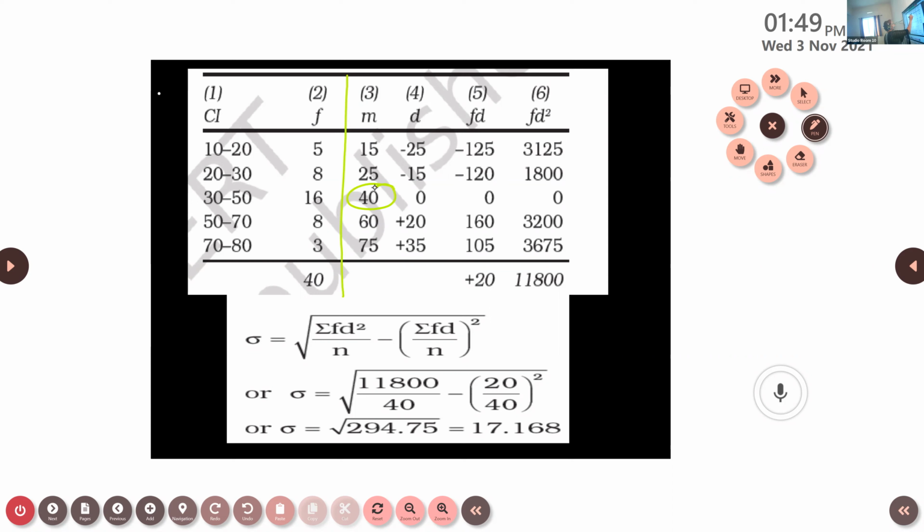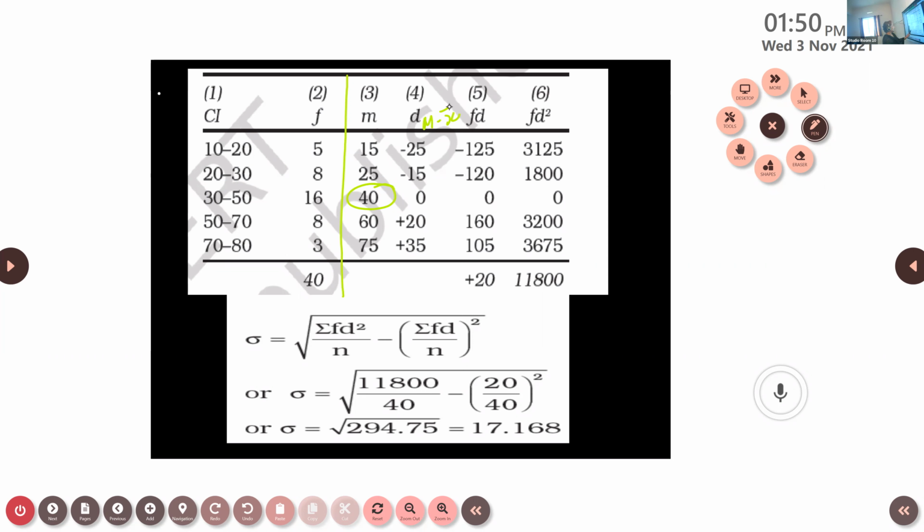Then what we are doing, D is equal to M minus X bar. So 15 minus 40, you are getting minus 25. Then 25 minus 40, you are getting minus 15. Like that, you are getting D here. Then FD you can find, that means F into D. Then D square. Once you find FD, you multiply it with D once more and you will get FD square.